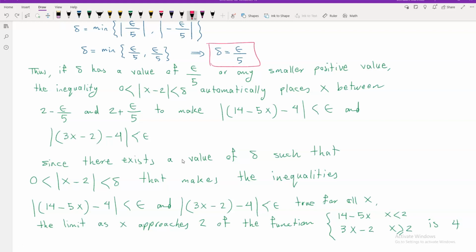For all x, the limit as x approaches 2 of this function that was given is 4. So the limit is 4, and we proved what was asked.